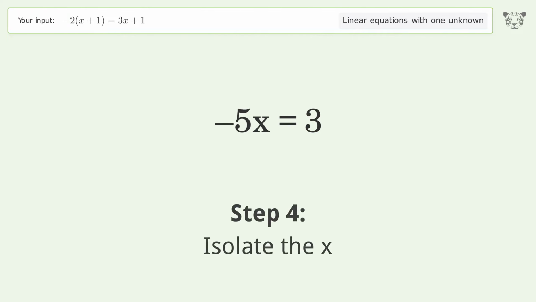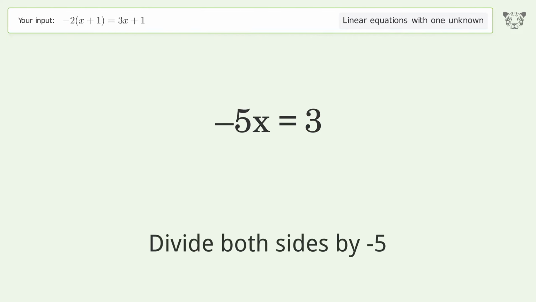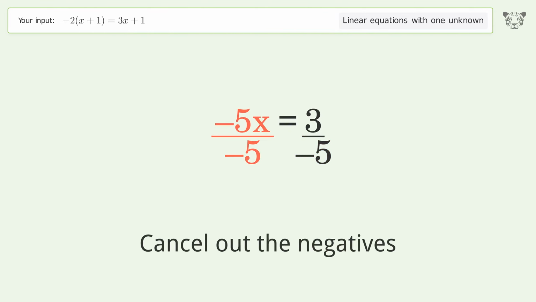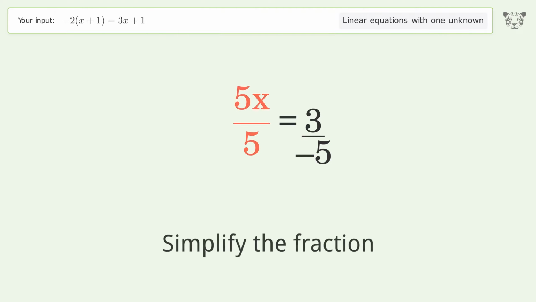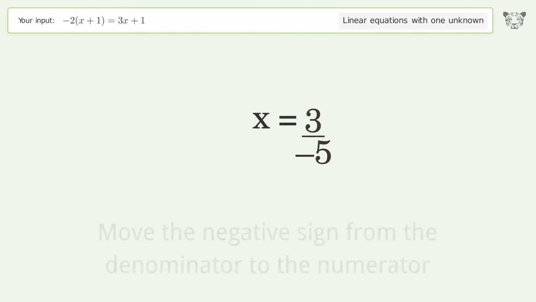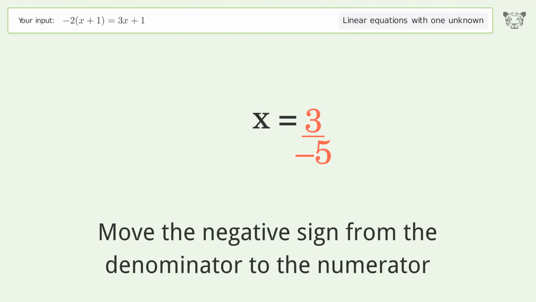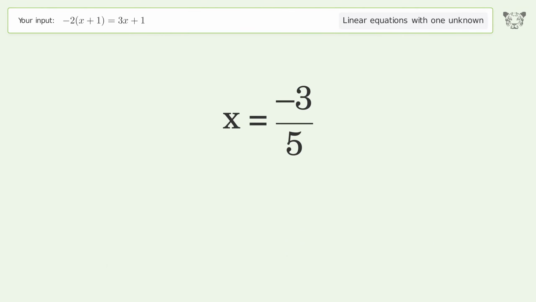Isolate the x. Divide both sides by -5. Cancel out the negatives. Simplify the fraction. Move the negative sign from the denominator to the numerator. And so the final result is x equals -3/5.